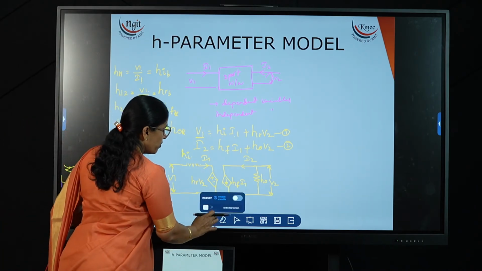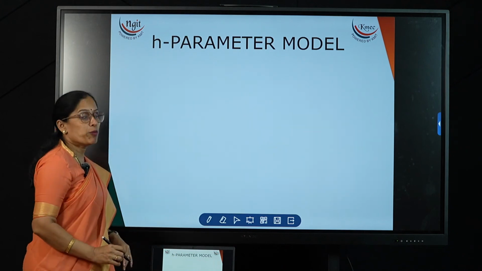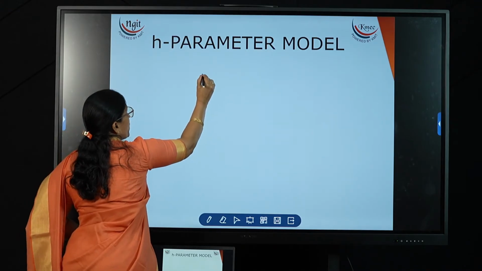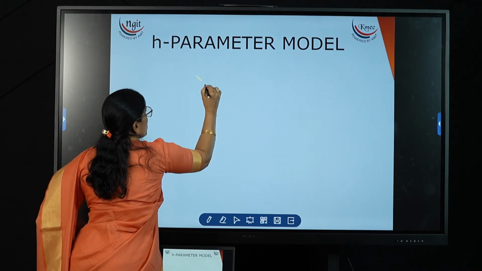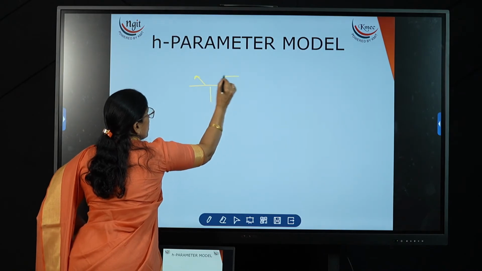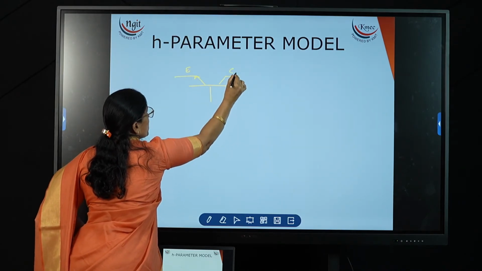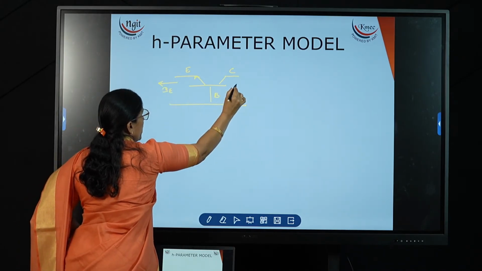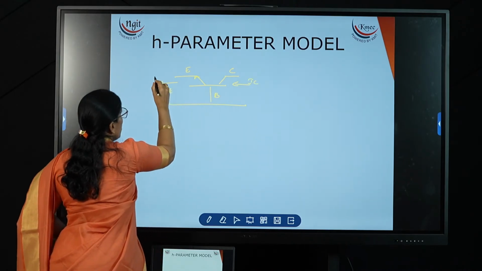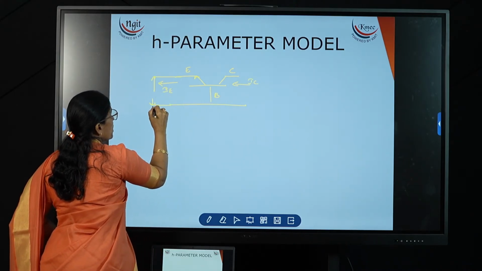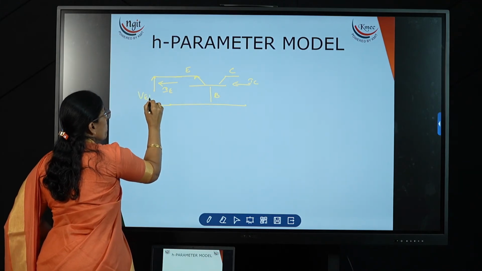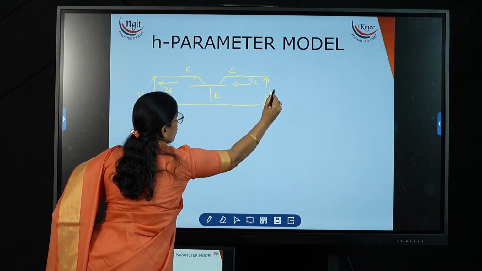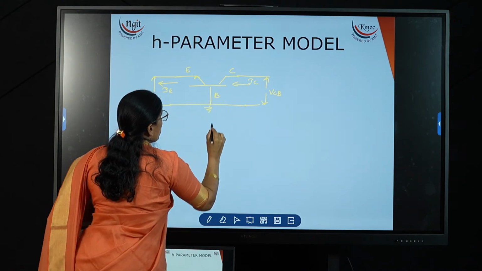Now I will show you how to draw the H parameter model for the common base and common emitter. For the common base, the input is the emitter, the output is the collector, and the common terminal is the base. The input current is IE and the output current is IC. The input voltage drop is between E and B, so VEB, and the output voltage is between collector and base, so VCB. So this is the common base diagram.